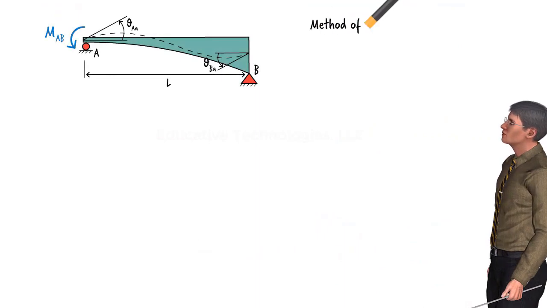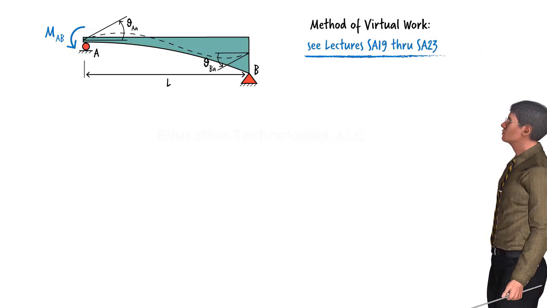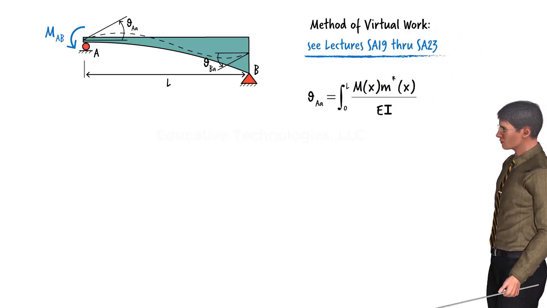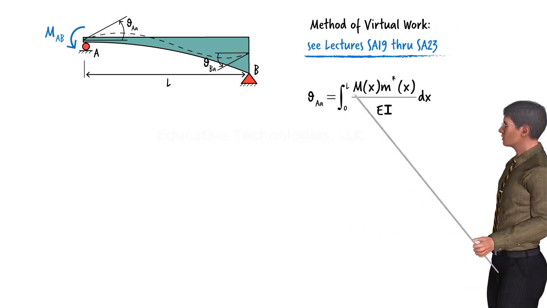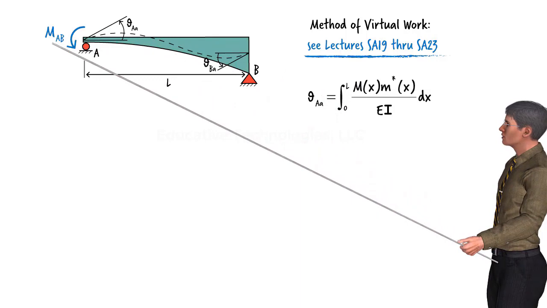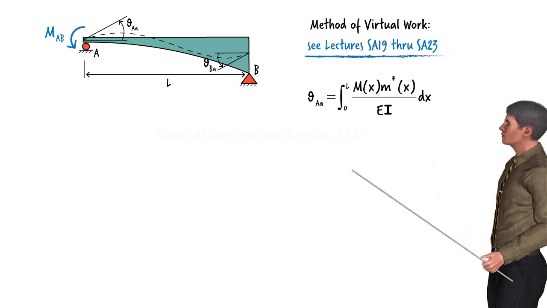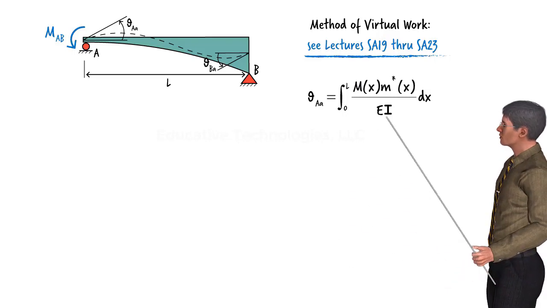If you're not familiar with the method of virtual work, please see video lectures SA19 through SA23. The rotation can be calculated using this equation, where m(x) is the bending moment equation in the beam due to the applied load, here MAB, and m star(x) is the bending moment equation due to a virtual unit moment placed at A in the direction of theta AA. Also, keep in mind that the moment of inertia, I, is defined using f(x).